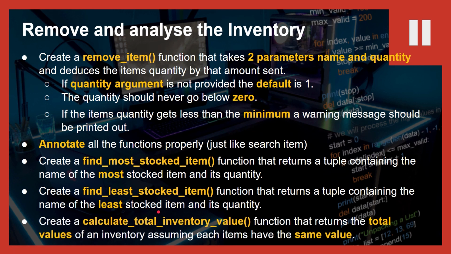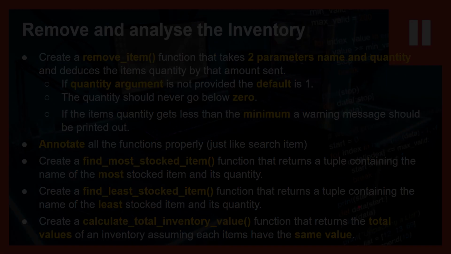And finally, you'll need to create a calculate total inventory value function. As you can see, I'm very good at naming these functions, very short, very precise. A function that returns the total values of an inventory, assuming each item has the same value. So this function should basically take in the price of an item, and then you get the total amount of everything and multiply it by that value, and you get, well, the total value of everything in your inventory. So pause the video right now and go do the challenge.